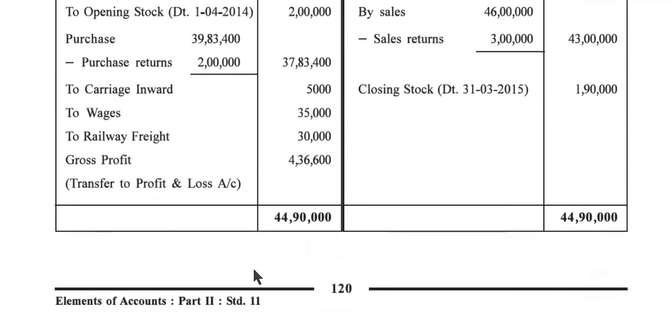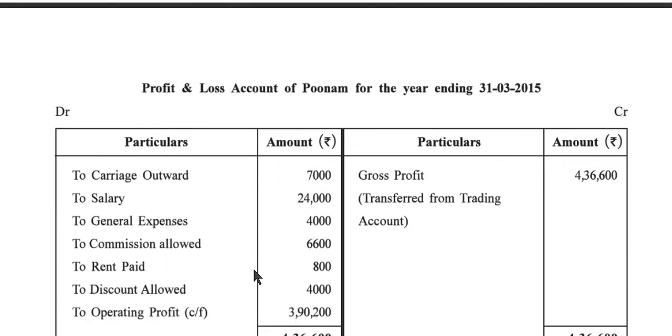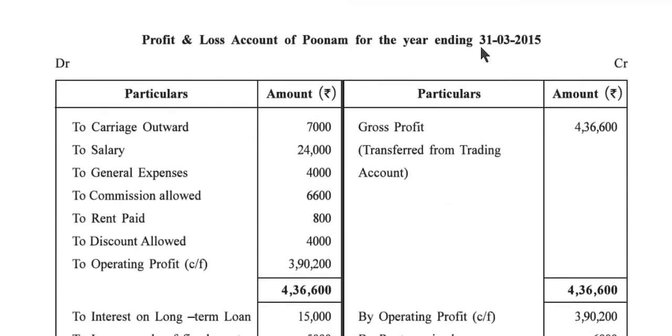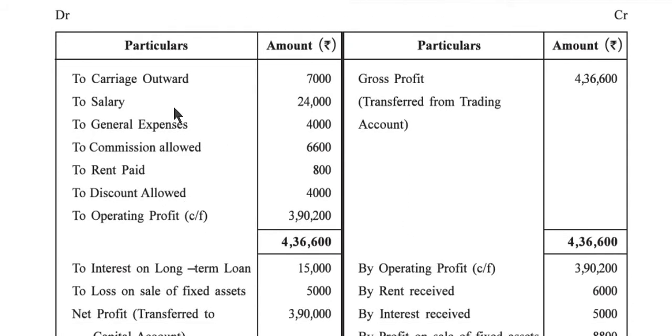Now let us start the profit and loss account. Profit and loss account of Poonam for the year ending 31st March 2015. First of all, we transfer the gross profit from the trading account. On the trading account debit side it is called the credit balance, and so here in the profit and loss account we write it on the credit side because it is an income for the business unit. So gross profit on the credit side, 4,36,600, transferred from the trading account.